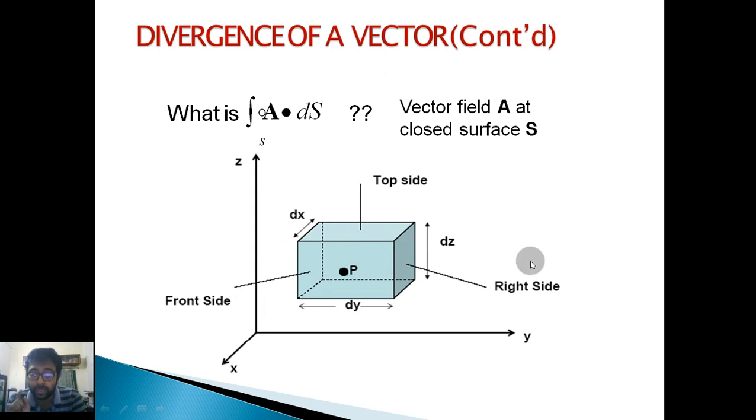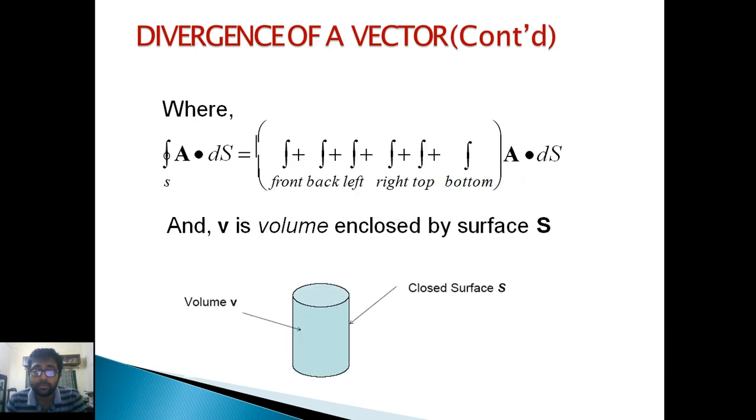Now if we divide the closed integral of A dot ds by the total volume, we will get the divergence of a vector. It means the net outward flux per unit volume.